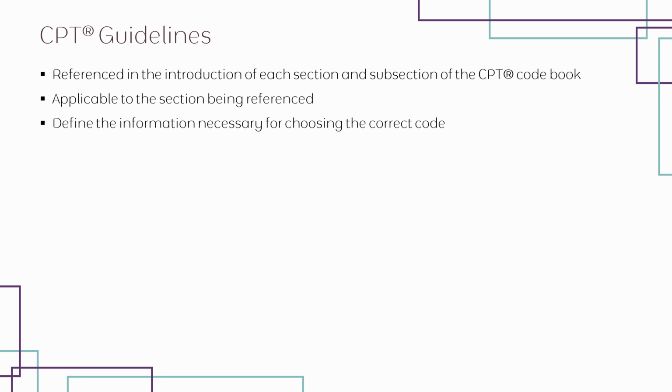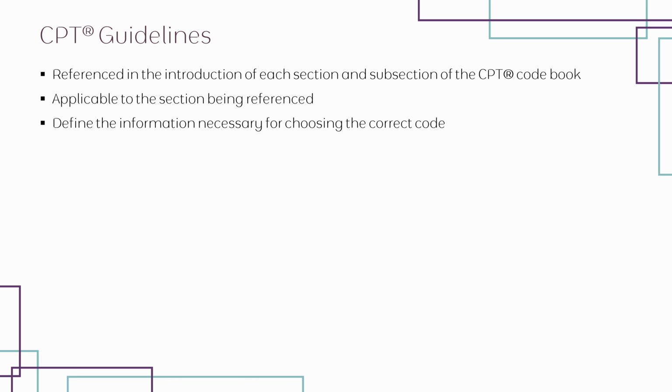CPT guidelines are an essential part of using the codebook accurately. You'll find these guidelines referenced in the introduction of each section and subsection throughout the CPT codebook. The important thing to remember is that these guidelines apply specifically to the section or subsection where they appear. They are not intended to apply to other sections of the CPT codebook unless otherwise stated.